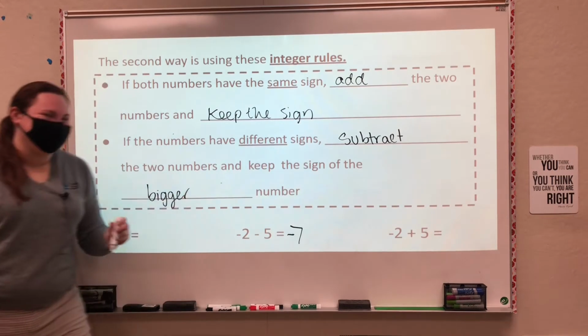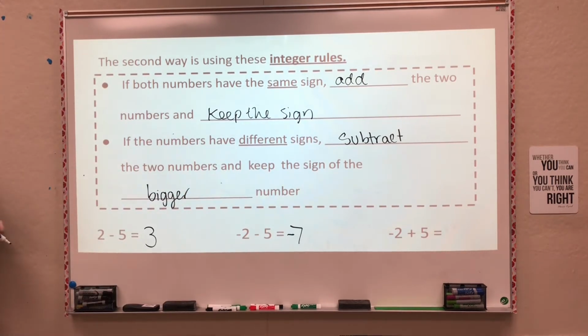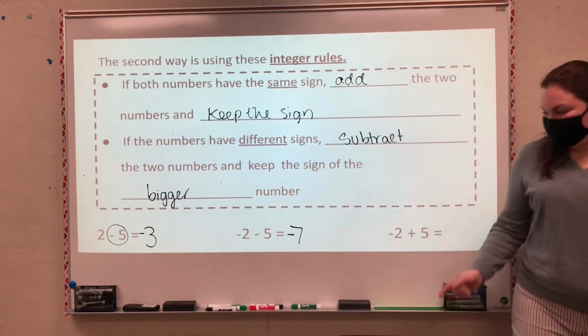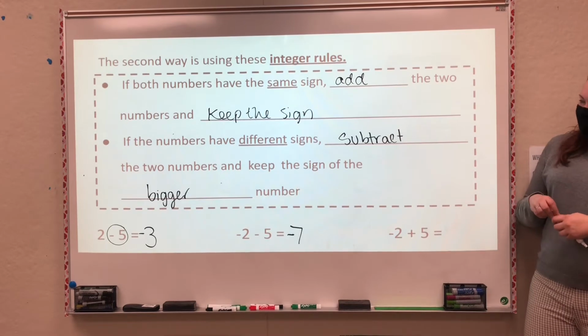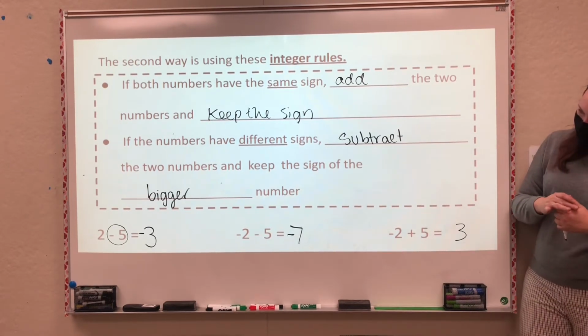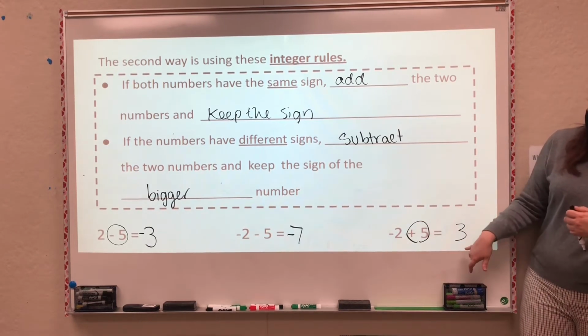Subtract. Yep. Subtract and then keep the sign of the bigger number. Our 5 was negative, our 5's larger, so we're keeping the sign of that larger number. And then over here, it's the same numbers, but the signs are flipped. They're still different, so we're still subtracting, and then keeping the sign of that bigger number means our answer would be positive.